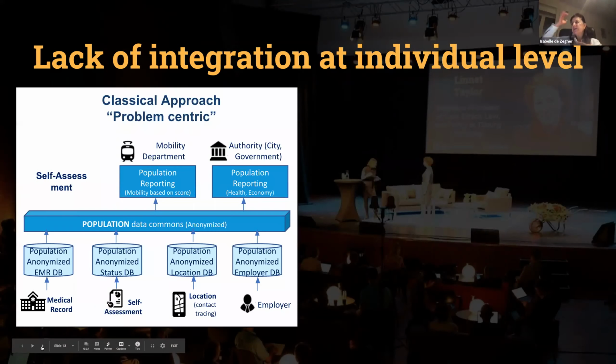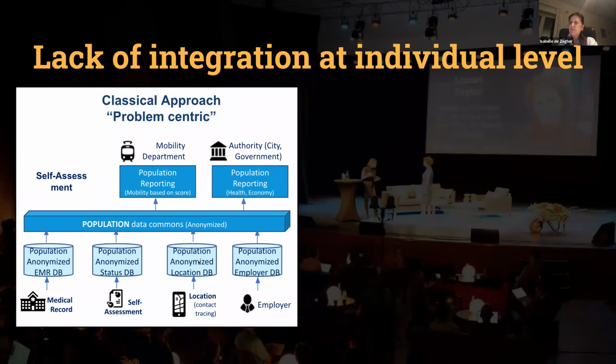And kind of as an extension of that, as I was saying before, today we are problem-centric. People are looking at the problem of pandemics. And so what we do is take data from the medical record, from self-assessment, from different data sources, and we put that at the population level. And then those are population databases that exist. And those ones are then brought into a data commons, which is itself also anonymized, and then used for reporting. No value for the individual, and also no possibility to see that the location information is the same information from the same individual as the self-assessment or the one from the medical record. There's absolutely no way to actually bring that together.